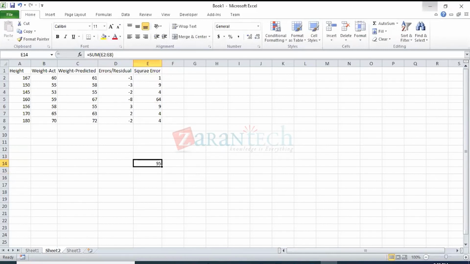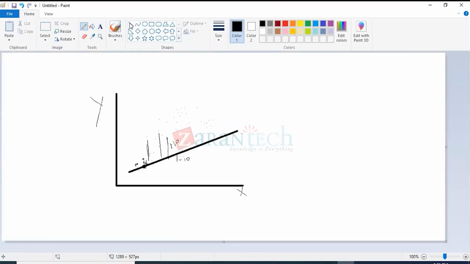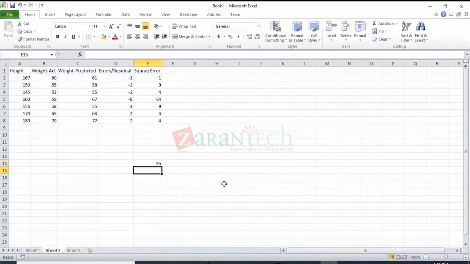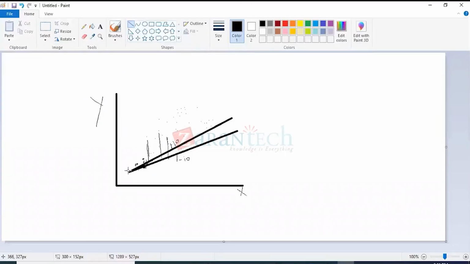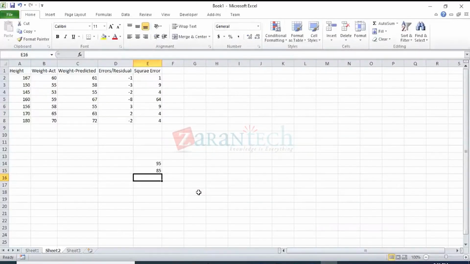Now in the next iteration, it will fit a different line, say like this. And after that, again it will calculate the sum of squared errors. So in this case it could be, let's say, 85. And again in the next iteration it will fit a line like this. Like that it will try to fit all the possible lines, and it will calculate the sum of squared errors for all the lines.